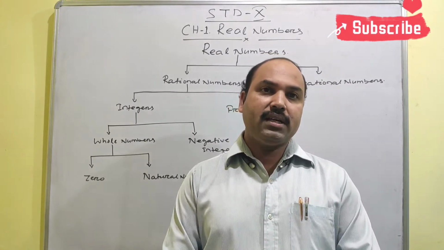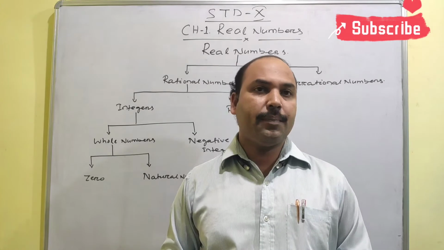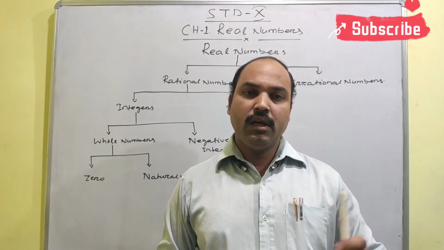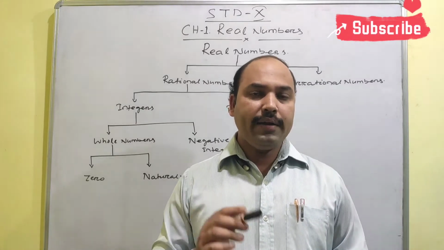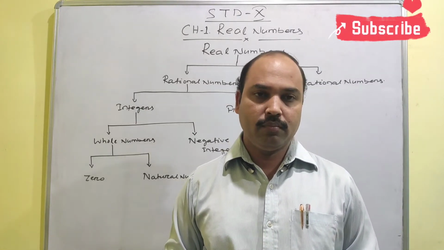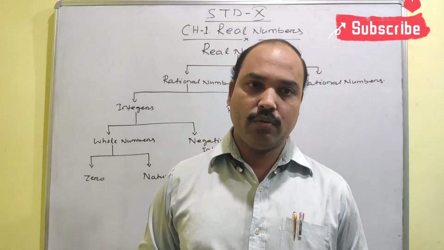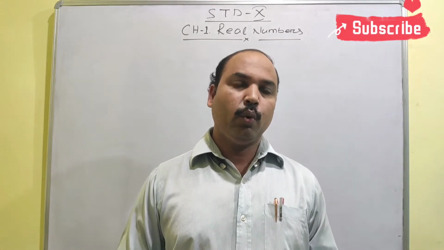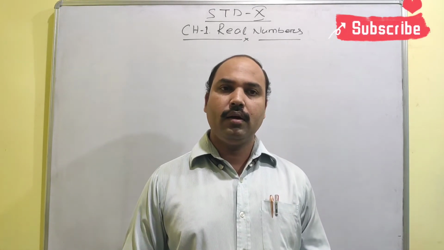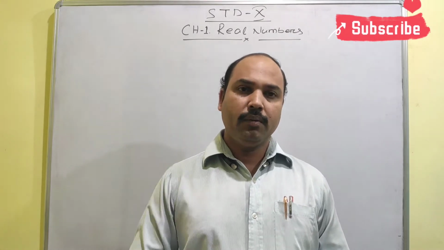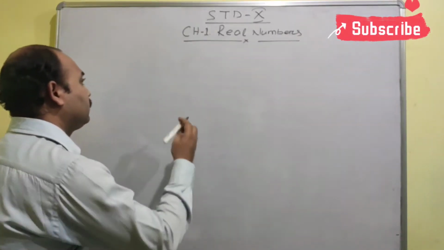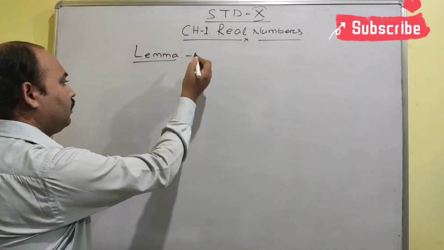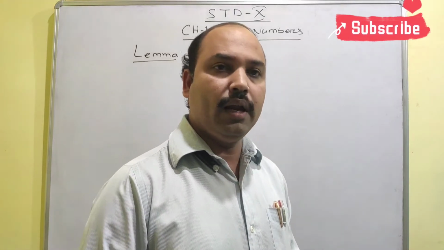Now we will discuss more about the real numbers. What is this? Euclid's division lemma and Euclid's division algorithm. So one by one we discuss now. First we will discuss the lemma and the algorithm. Okay, first we discuss the lemma. What is called a lemma?